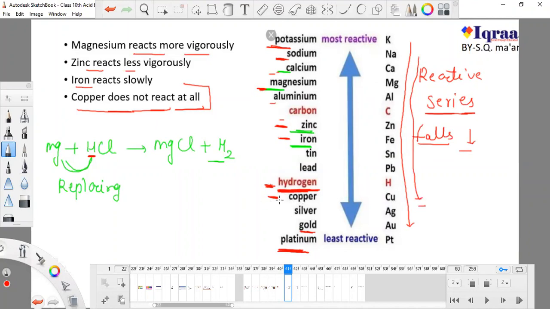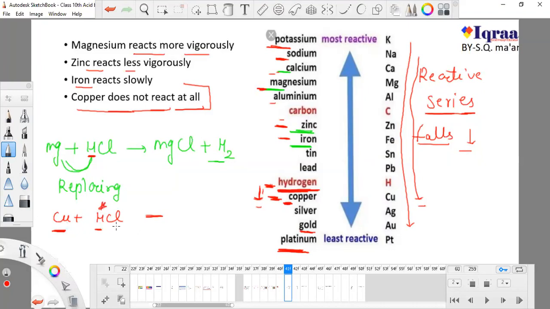Okay, so copper is less reactive than hydrogen because it is placed one rank lesser than hydrogen, so it is on a lesser rank, so copper is less reactive. Now if I use this copper and HCl, then there will be no reaction. Why? Because copper is less reactive than hydrogen.